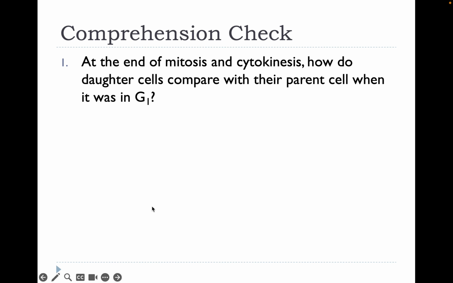All right, comprehension check. So at the end of mitosis and cytokinesis, how do the daughter cells compare with their parent cell when it was in G1? And here I'm specifically talking about the genetic information. Do they have the same DNA and the same chromosomes as their parent cell did at that point in its life?